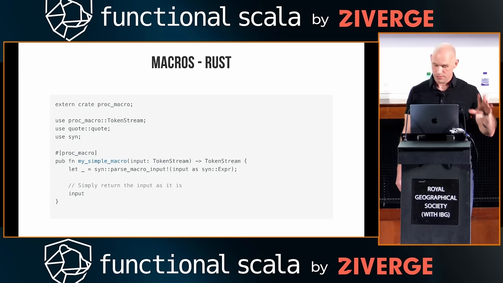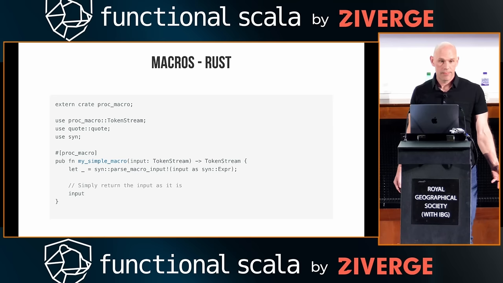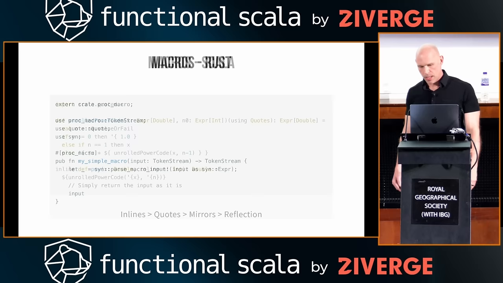The reality is Rust macros are not great. In some sense, they're not very good, right? They're not great macros. And switching over, taking a look at Scala's macros, what do we see?